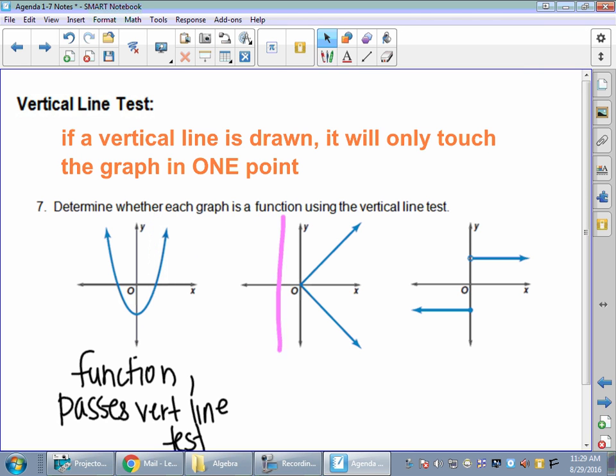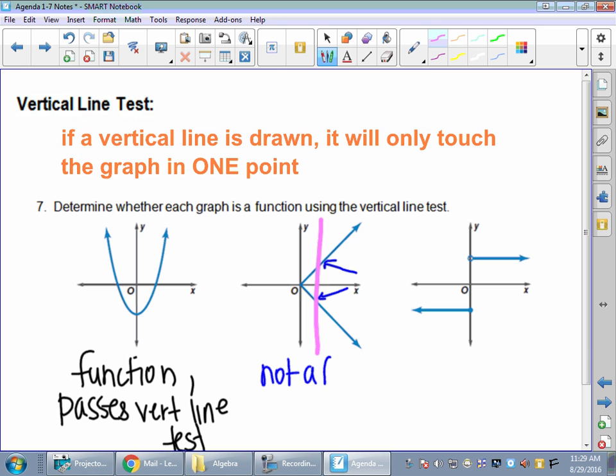How about this one over here? Notice, is it only touching the blue line at one time or one point at a time? Look at right here, we've got a touching here and touching here. So this is not a function.